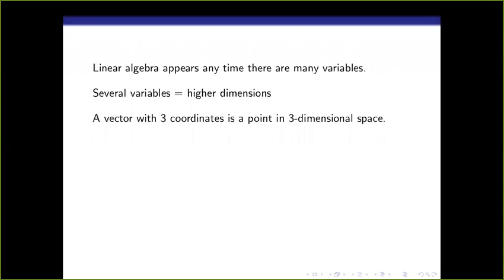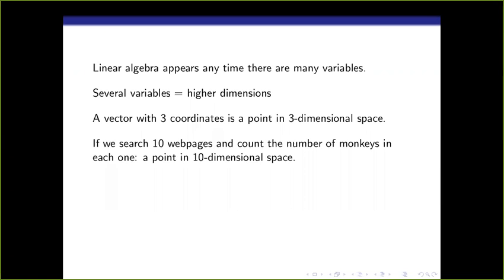So to make that analogy, if I have a vector, remember that's a list of numbers. If I have a vector with 3 coordinates, that's the same thing as a point in 3-dimensional space. Right? That's your X and Y and Z. Okay, if I'm going to search 10 web pages though, I'm counting the number of monkeys on each web page. That's 10 numbers. So geometrically, that's a point in 10-dimensional space. You might not realize it, but when you're doing a math problem that has 10 variables, you're actually working in 10-dimensional space. And sometimes geometric intuition can be helpful here.